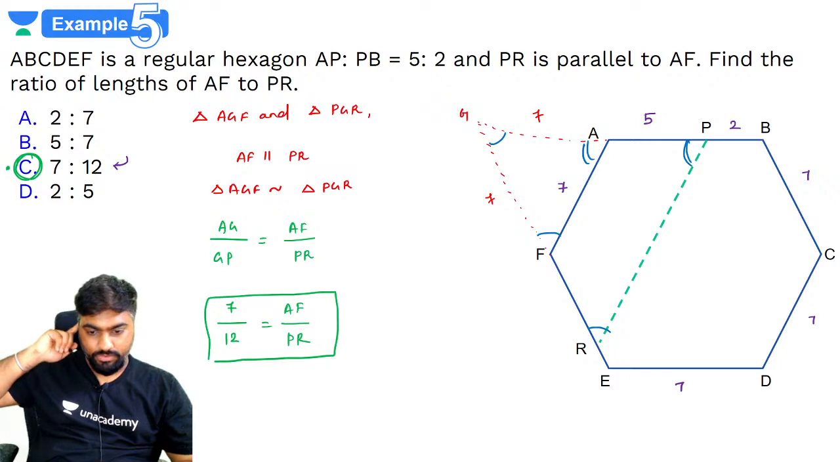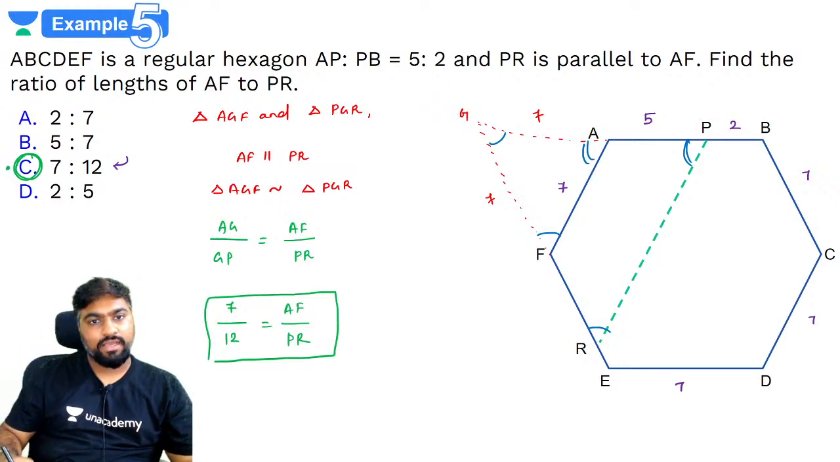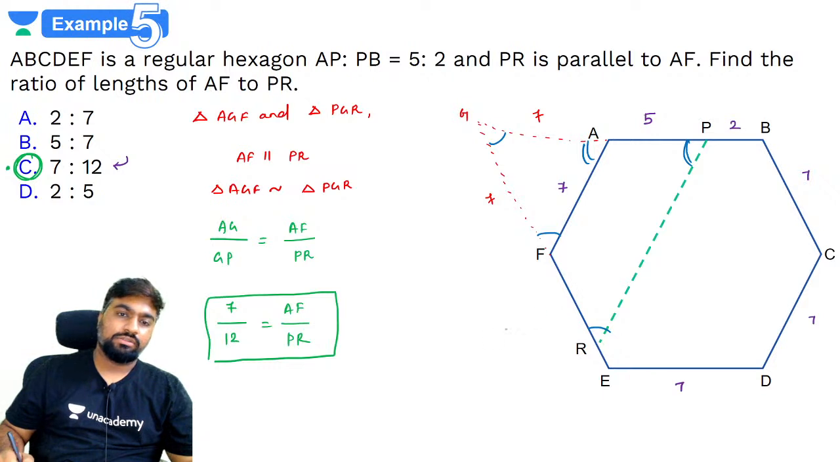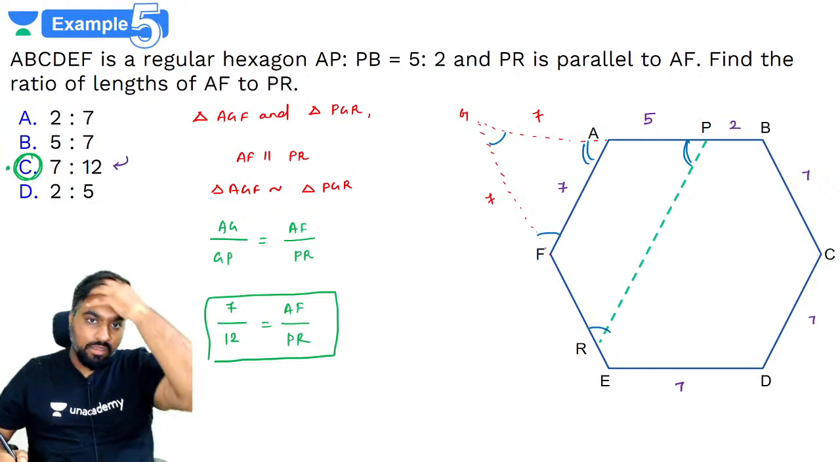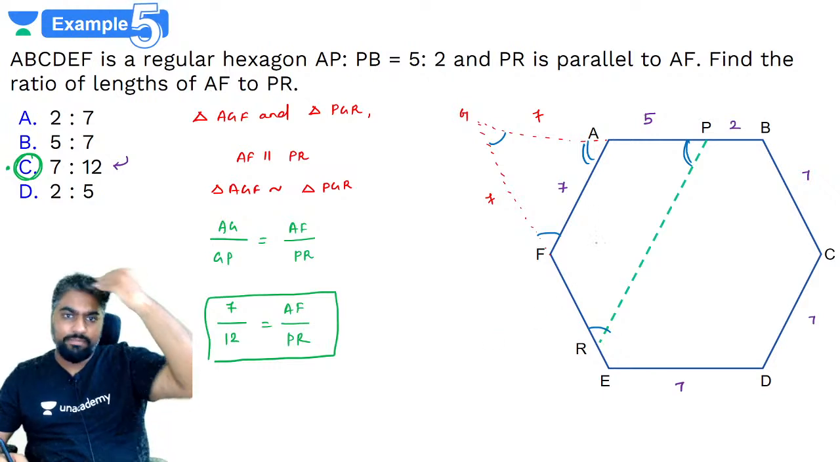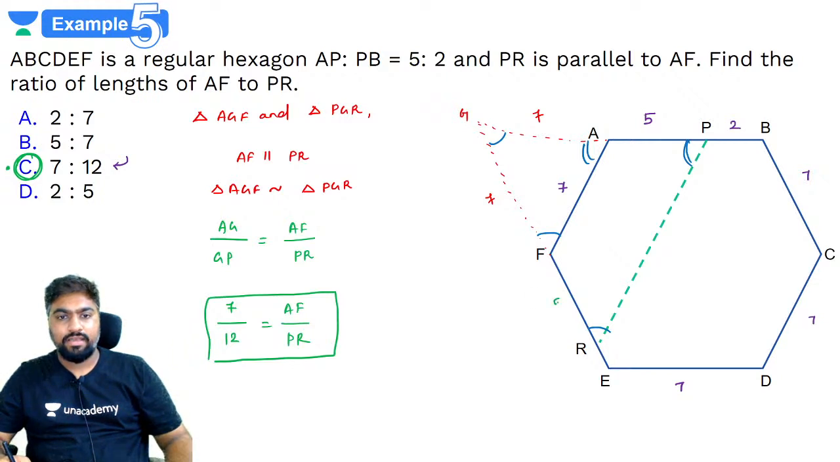Right, Rohit, superb. Understood. This will ultimately become 5, but you need to be sure of it. Once you prove they are similar, then you can say this is 5, this is also 5, because this is 12, it should also be that ratio.